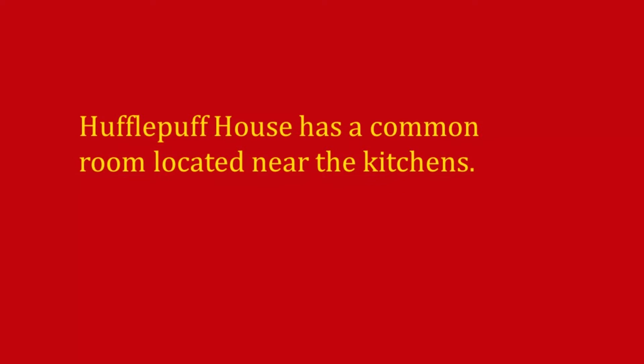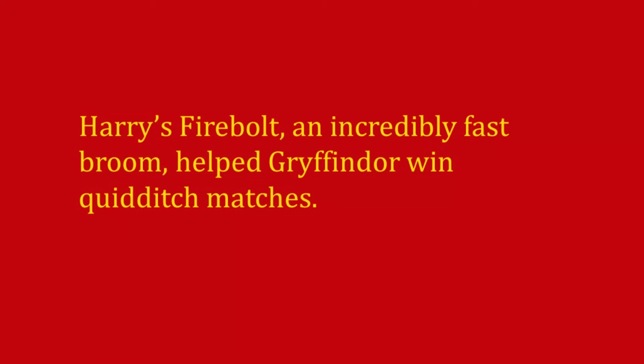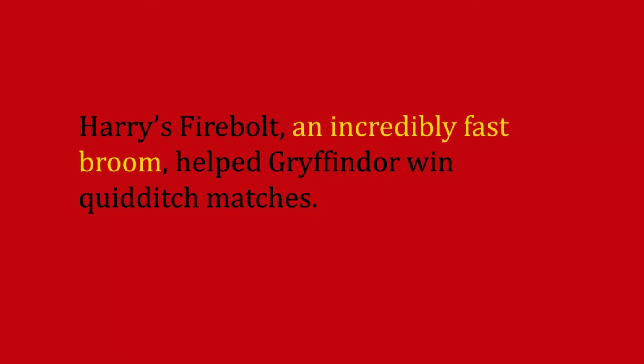If you don't have a pronoun, such as that or which, to set off the group of words that you are using to add information to the sentence, you have an adjective phrase rather than a clause. These are a bit harder to spot, but the rules remain the same. In this example, Hufflepuff House has a common room located near the kitchens. The purpose of the sentence is to tell the location of Hufflepuff's common room. Therefore, the whole of that statement, including the adjective phrase, located near the kitchens, is essential to the meaning of the sentence, making it restrictive and not in need of a comma. Alternately, Harry's Firebolt, an incredibly fast broom, helped Gryffindor win quidditch matches, contains a non-restrictive adjective phrase, an incredibly fast broom. This is not essential information to the meaning of the sentence, though it is certainly helpful.